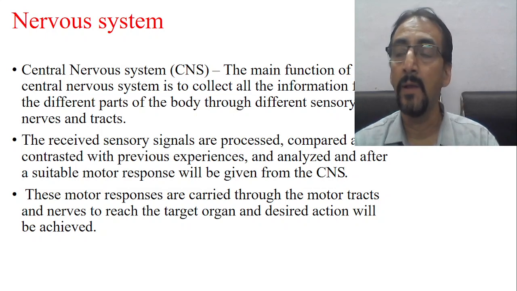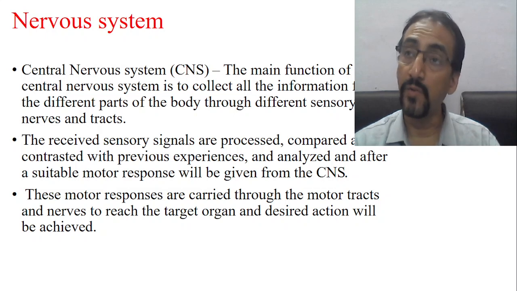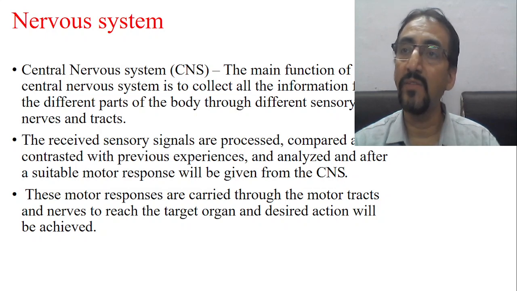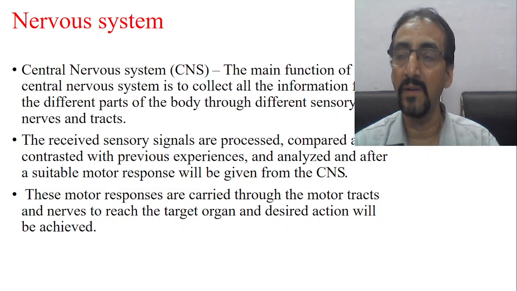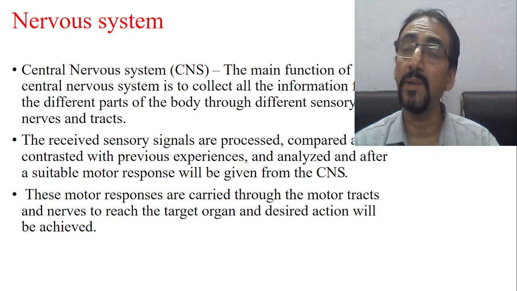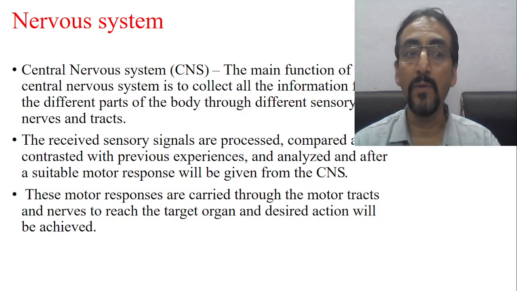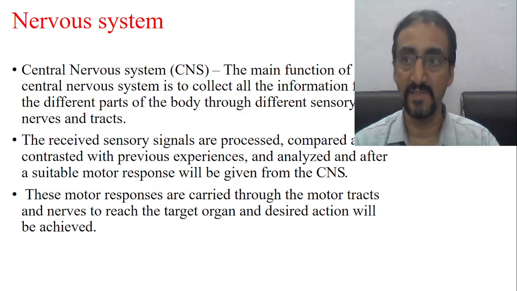CNS is receiving all the sensory impulses from all over the body through different sensory nerves and tracts, collecting it, comparing it, processing it, analyzing it from the previous experiences. For example, you have a feeling of hot sensation. Okay, you are touching a hot ball, suppose, or a hot vessel. As soon as you touch, the heat sensation will be carried to the brain, the central nervous system. Now the brain already has the previous experience of hot sensation after touching a hot vessel. So now that previous experience will be analyzed.